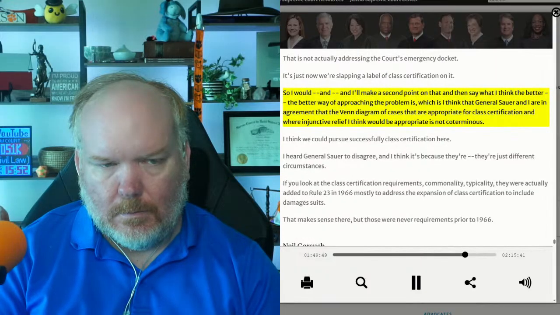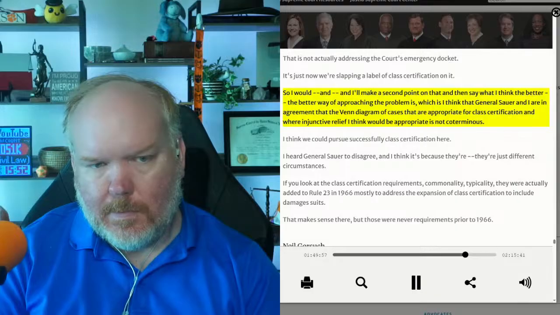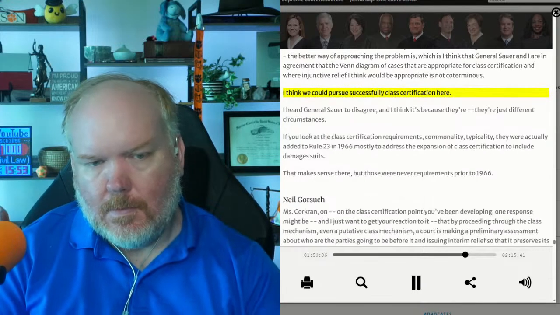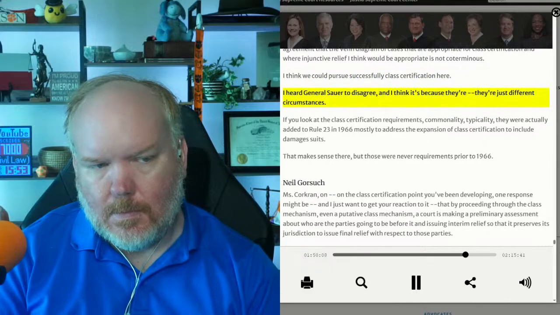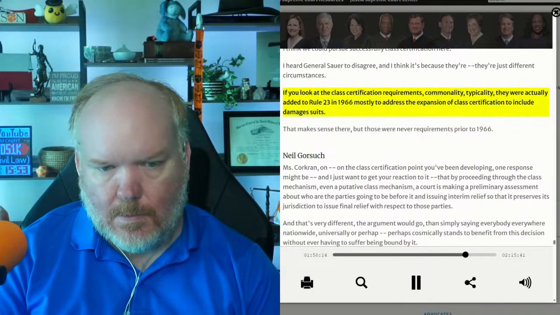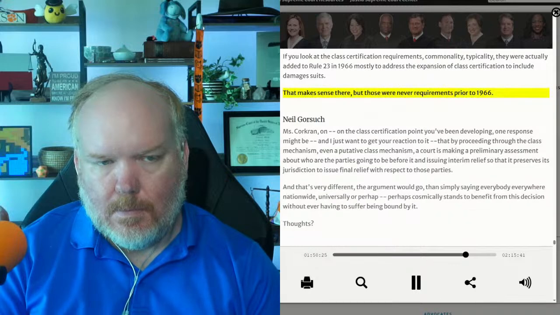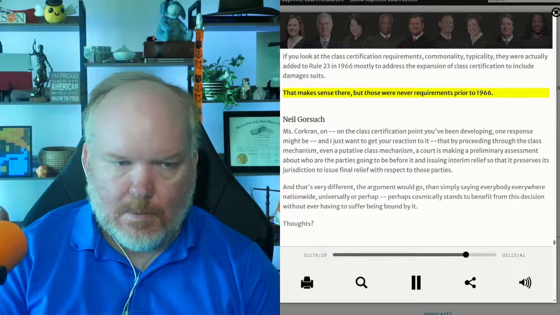And I'll make a second point on that and then say what I think the better way of approaching the problem is, which is I think that General Sauer and I are in agreement that the Venn diagram of cases that are appropriate for class certification and where injunctive relief would be appropriate is not coterminous. I think we could pursue successfully class certification here. I heard General Sauer to disagree, and I think it's because they're just different circumstances. If you look at the class certification requirements, commonality, typicality, they were actually added to Rule 23 in 1966, mostly to address the expansion of class certification to include damages suits. That makes sense there. But those were never requirements prior to 1966.